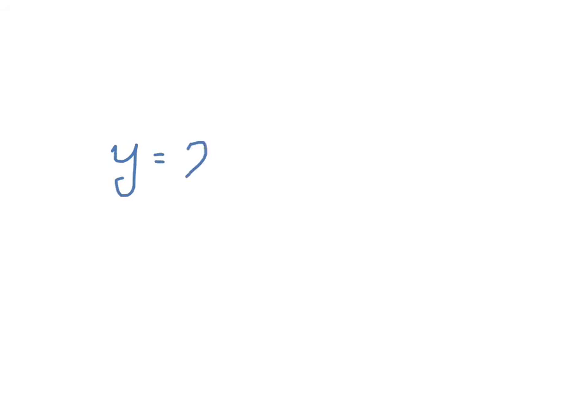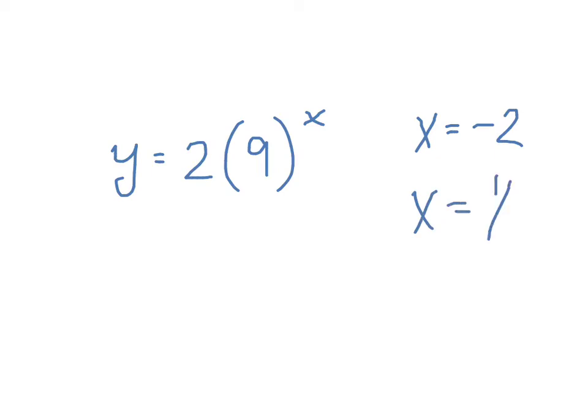Y equals 2, parentheses 9 to the x, and then in the directions it says evaluate when x equals negative 2 and when x equals 1/2. Ooh, they give you a fraction. Those little rascals. So for this, remember this is like one of the ones we did just recently, right after the table ones. This is where we plug them in and see what happens.